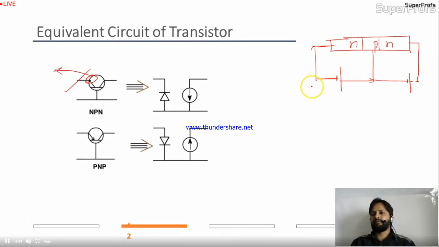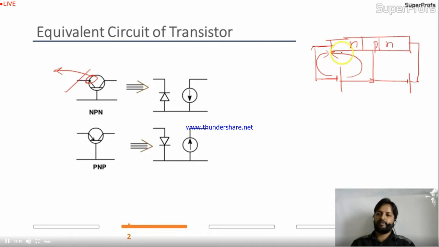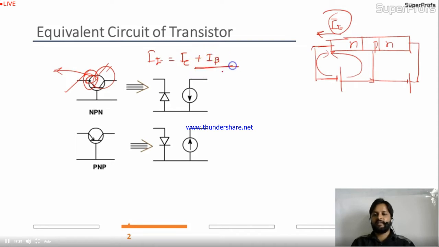So see, from this circuit the electrons will go like this. From positive to negative the current will come. So definitely your IE will be outside from the transistor. So in this case this current is the outgoing current. In the case of NPN transistor, your emitter current will be outgoing current, and IE will definitely be equal to IC plus IB in any case. So this is the symbol. You can check over here also.